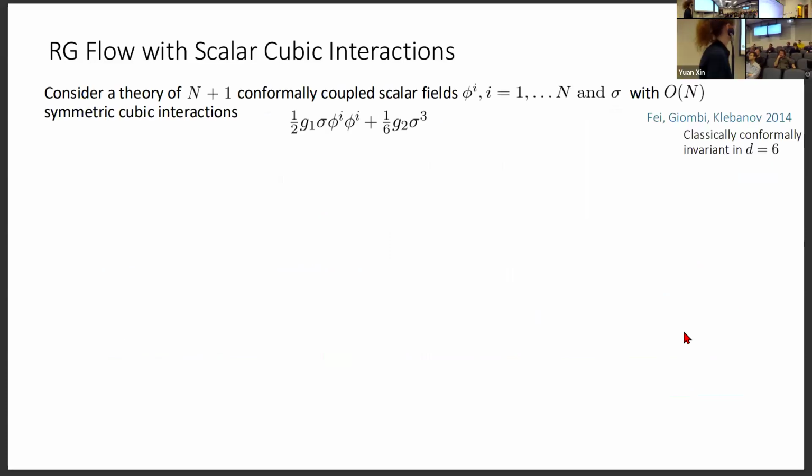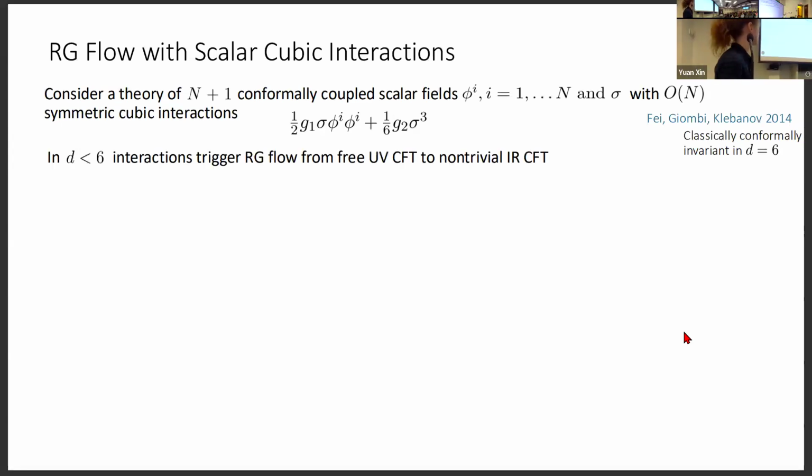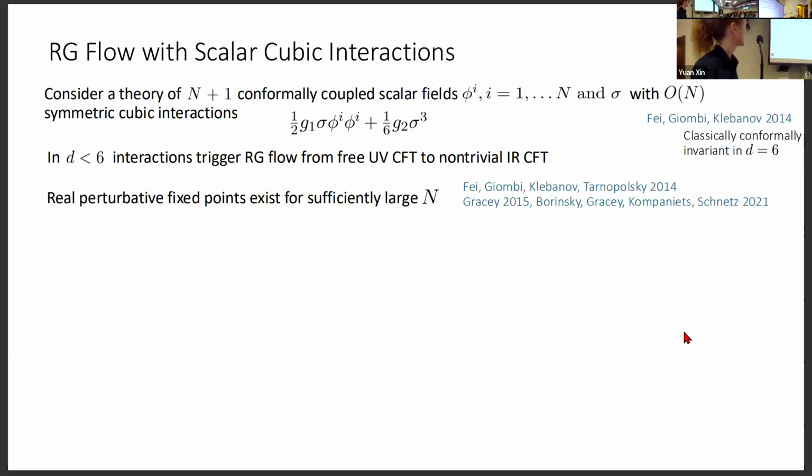So yeah, concretely, we're considering a theory of n+1 conformally coupled scalar fields, phi_I with I from 1 to n, and sigma, and they have O(n) symmetric cubic interactions with coefficients G1 and G2. Classically, this is conformally invariant in 6 dimensions. But in less than 6 dimensions, these interactions trigger an RG flow to a non-trivial IR CFT.